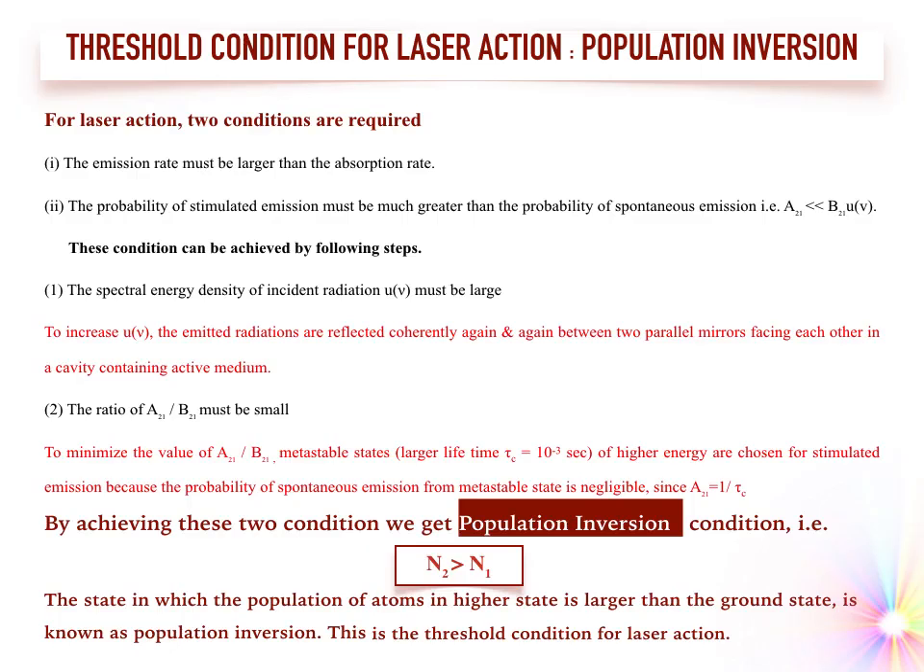Now, in this slide, we discuss the threshold condition for laser action. Generally, spontaneous emission is more predominant in the optical region. To increase the number of coherent photons, stimulated emission should dominate over spontaneous emission. So, for laser action, two conditions are required. First is the emission rate must be larger than the absorption rate, and second, the probability of stimulated emission must be greater than the probability of spontaneous emission, that is A21 is less than B21 U nu.